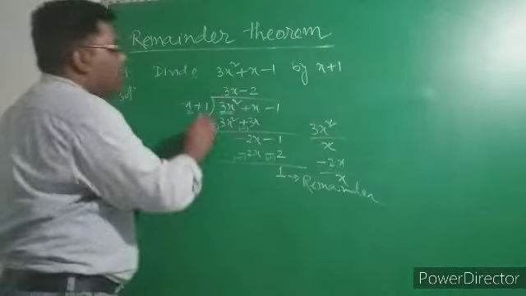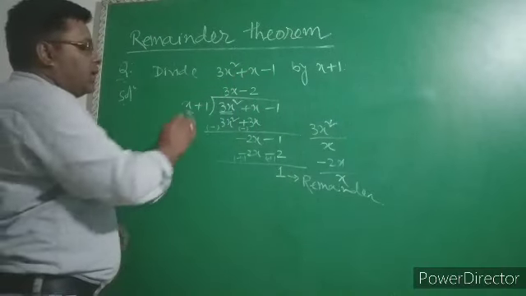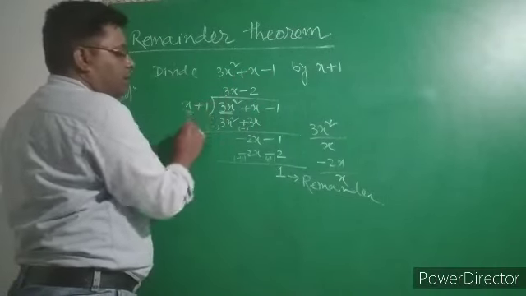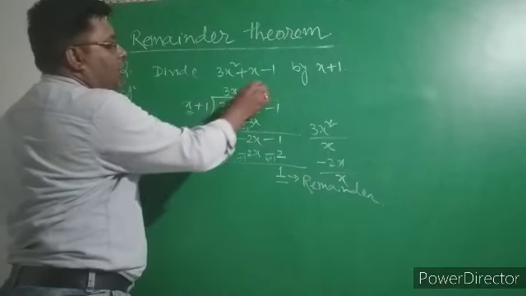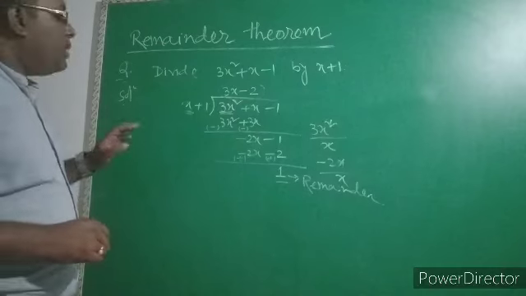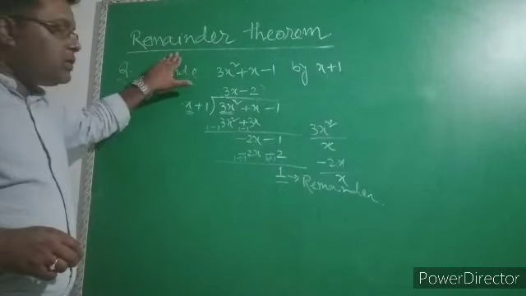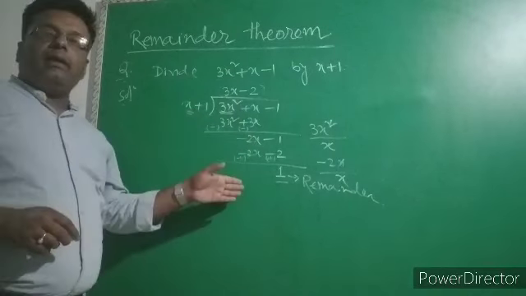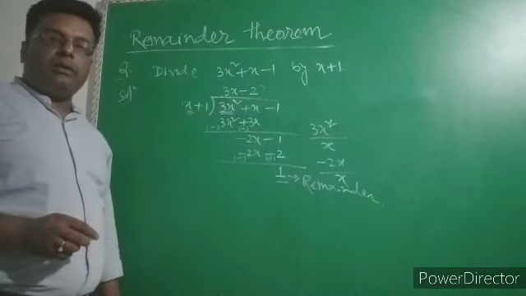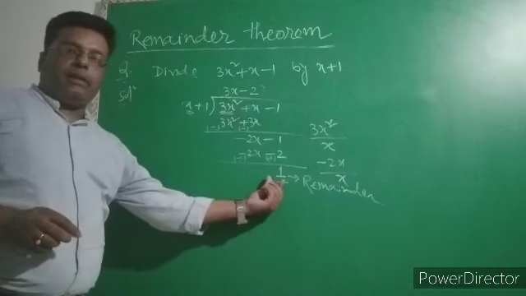That is, when 3x square plus x minus 1 is divided by x plus 1, our remainder will be 1 and the quotient will be 3x minus 2. But we are going to find the remainder here. So we can find the remainder by using this long division method. Now see another process for finding this remainder.